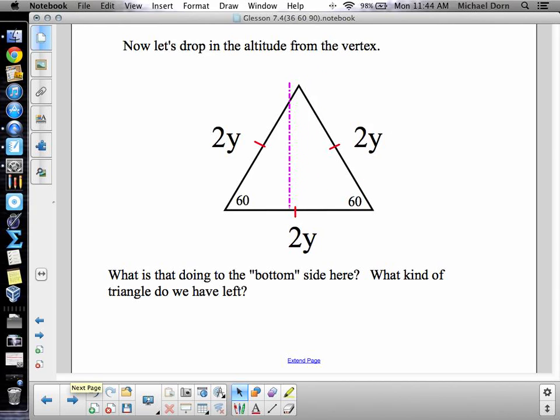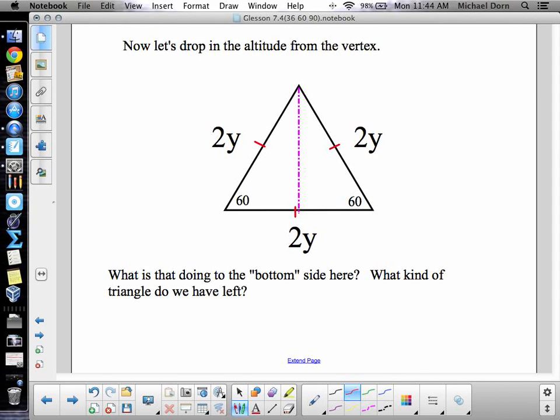Now, if I put this altitude in, the altitude, you recall, goes from the vertex and is perpendicular to the opposite side, so I'm making this a right angle. So now, this is 90, this is 60, means this angle up here, these 2 angles are each 30, aren't they? 30, 60, 90. And we now have our 30, 60, 90 triangle. It's half of an equilateral triangle, isn't it?